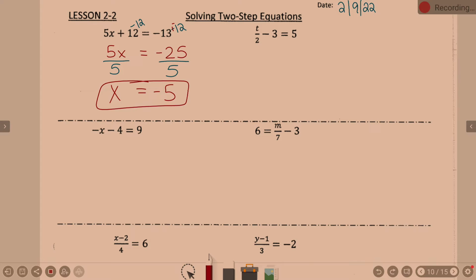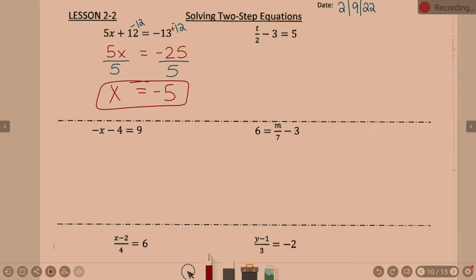Okay, let's try the next one. I would say the hardest part is knowing what step to take first. If you can get the first step, I think you guys can do this. So if I read that out loud, it's t divided by 2 minus 3. What is the last thing being done to t?